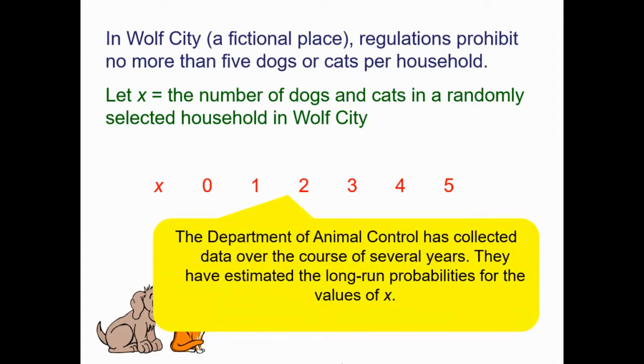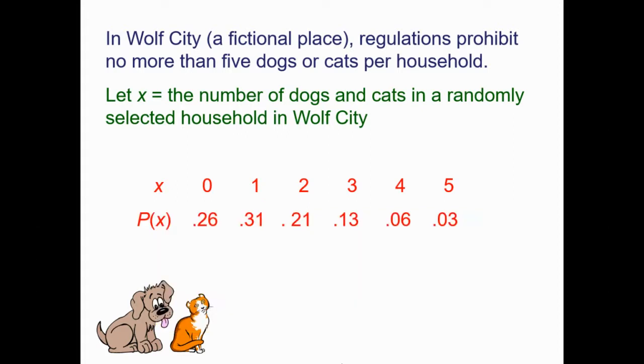Anyways, so we have our possible values. Well, the Department of Animal Control has collected data over the course of several years, and they've estimated the long-run probabilities for the values of X. So those are our probabilities. The probability that you have 0 dogs or cats is 0.26, 1 is 0.31, and so on. Oh, according to the people who have been there before? Yeah. Gotcha.